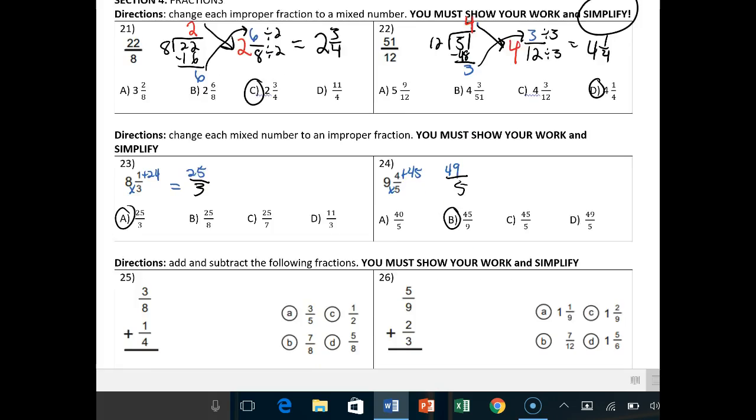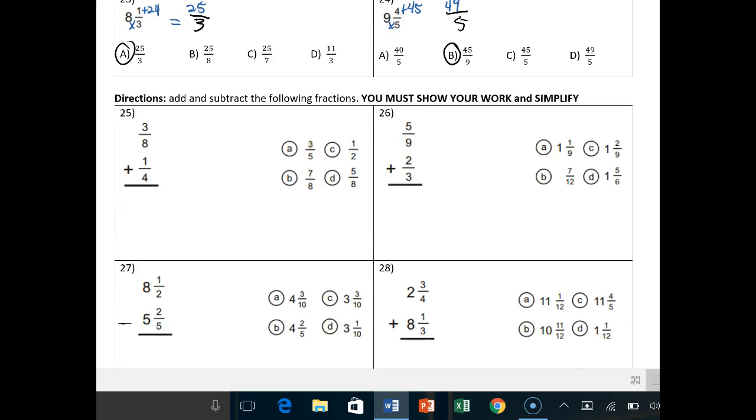B. All right, adding fractions. We had to find common denominators. So if I'm looking at 8 and 4, the multiples of 8 are 8, 16, 24, and the multiples of 4 are 4, 8. Oh, there's our common denominator right there. So I have to make sure that both fractions become 8. 3/8 is already 8, so I'll just say 3/8 plus 1/4. I have to make it 8 by multiplying by 2.